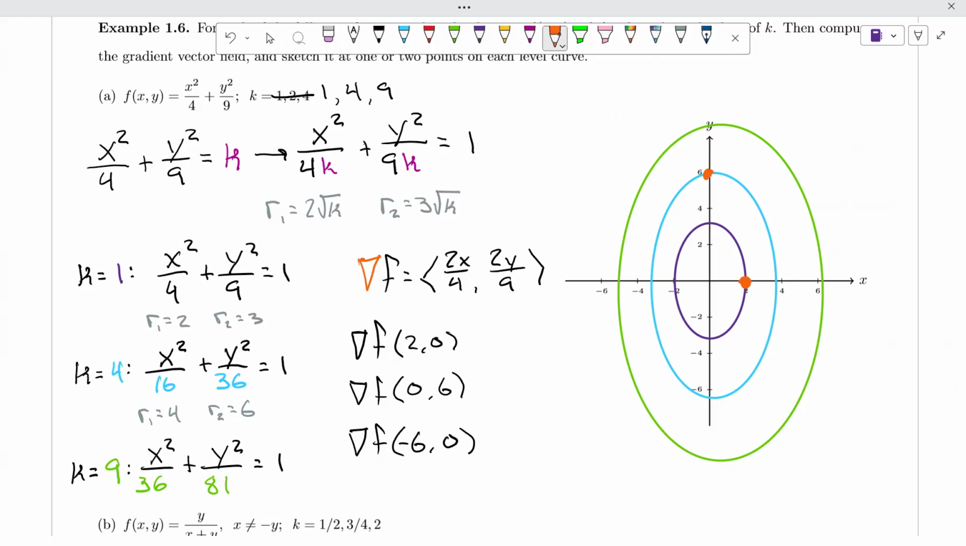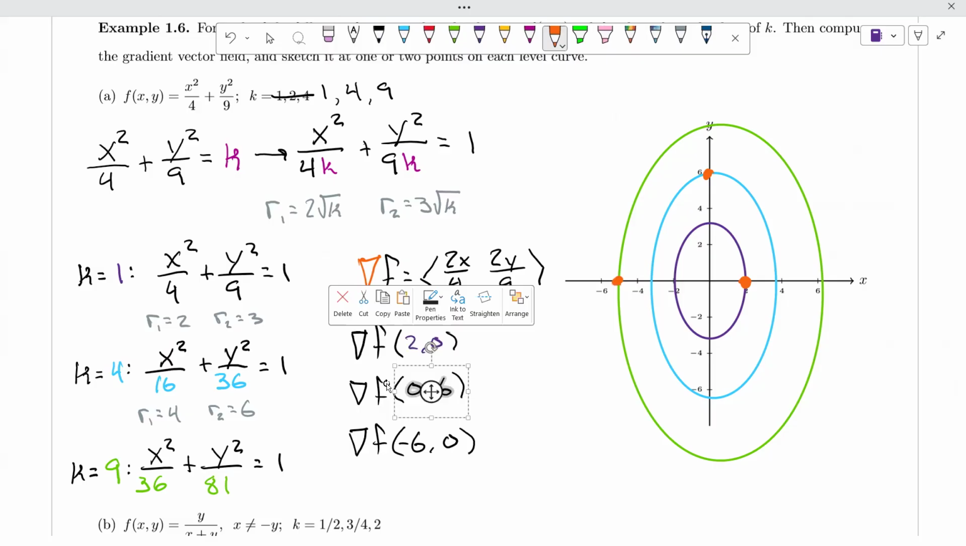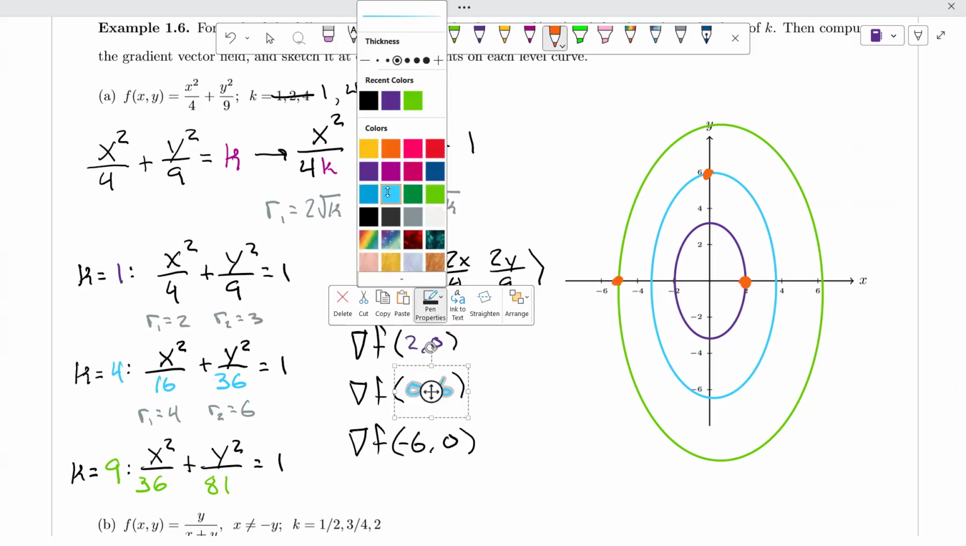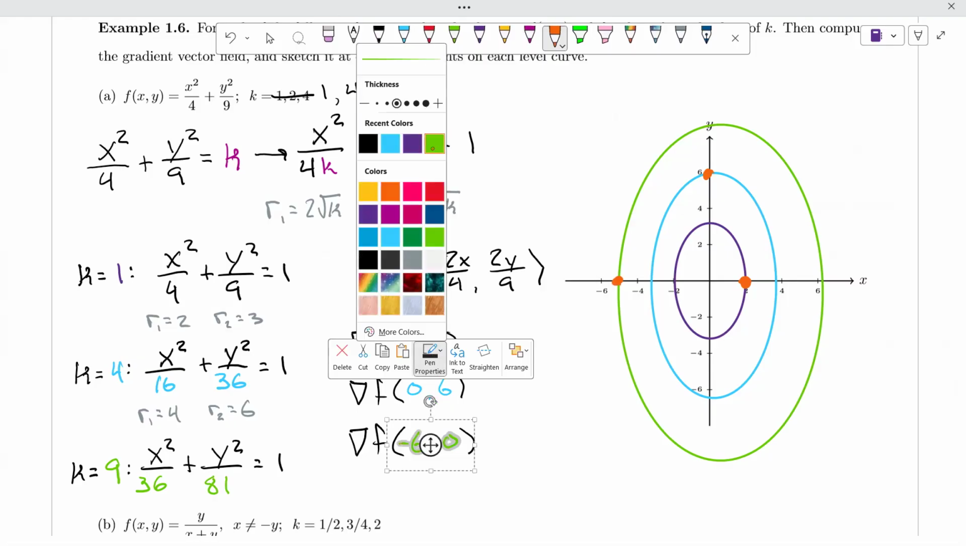And okay, maybe I really do need to fix that green one because it's nowhere near the point that I wanted it to be. Eh, whatever, just pretend. The third point's right there. That's at negative 6, 0. Again, it'll be a little sloppy, but that's fine. So might as well go back over here and highlight where these points are coming from. That guy's on the purple line. 0, 6 is along the blue line. And negative 6, 0 is along the green line.